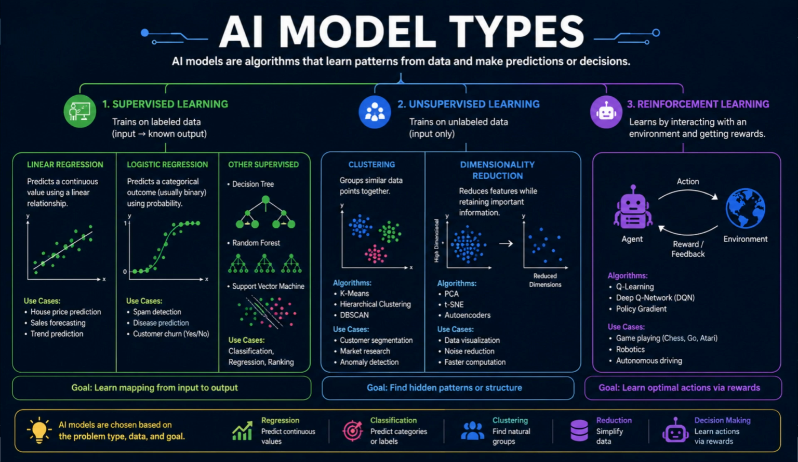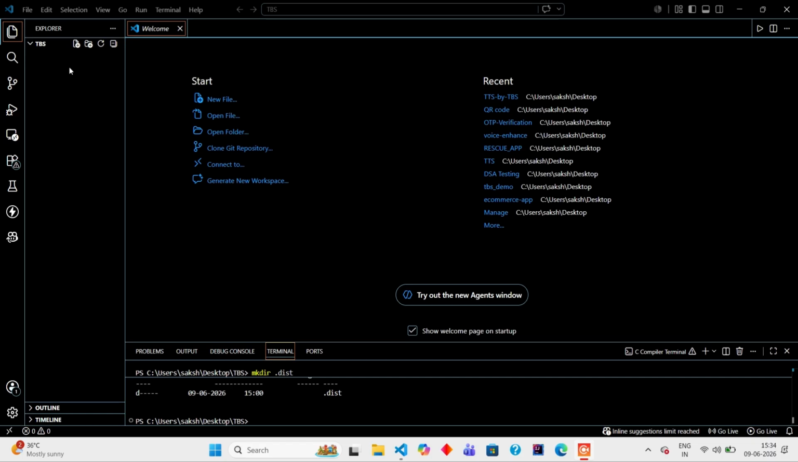So there are a lot of methods, a lot of algorithms for creating an AI model, like linear regression, logistic regression, random forest, k-means, but in this video we are using linear regression, a basic AI model we will create in this video. Okay, so let's come to VS Code and start our coding part.